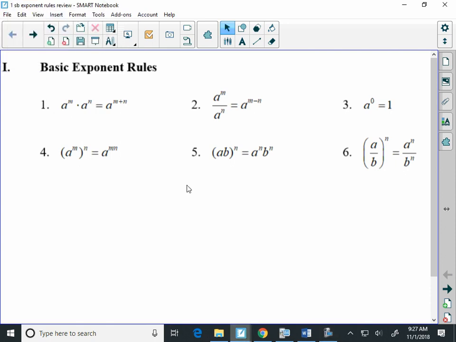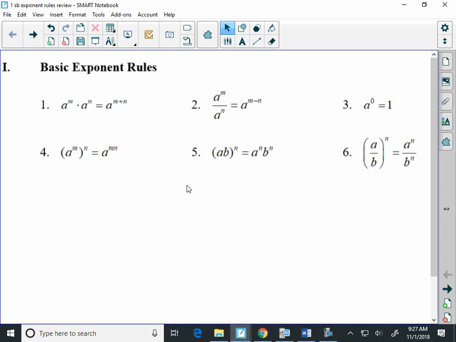Today we're going to talk about exponent rules, and the first 6 here are just some of the basic exponent rules that you learned in Algebra 1 and you sometimes use in Algebra 2. You don't use them very often in geometry, and then here they are, they pop up again in pre-calculus.